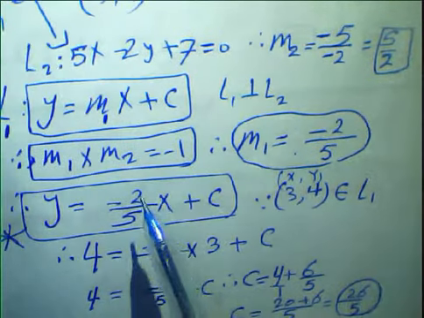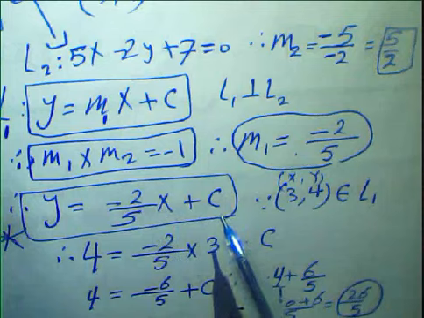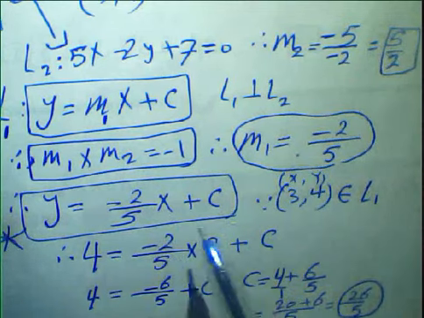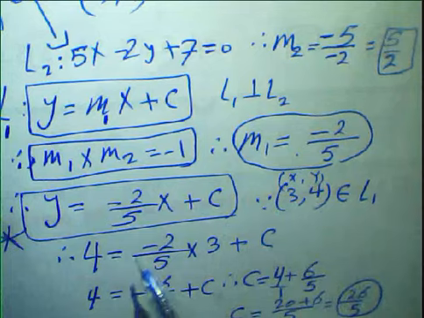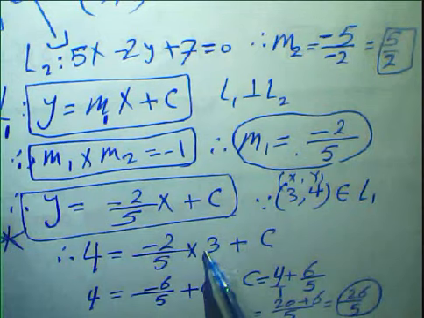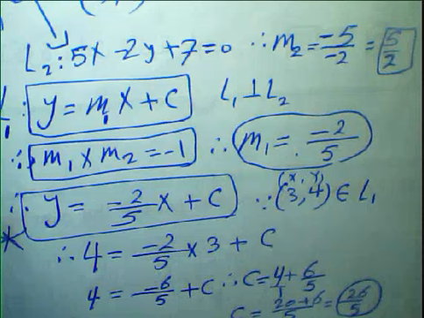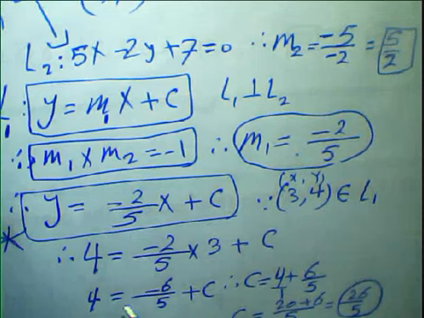So y equals negative 2 over 5 multiplied by x plus a constant. If you want to find the constant, we must put the point in this relation. Cancel x and y and write x equals 3 and y equals 4. 4 equals negative 2 over 5 times x, here x equals 3. 3 times 2 equals 6. Negative 6 over 5 plus c equals 4.